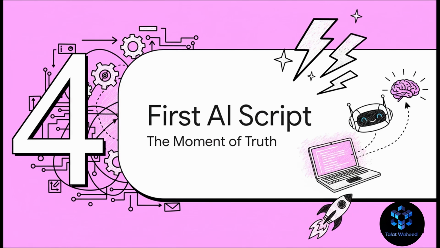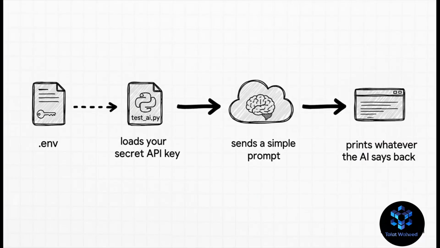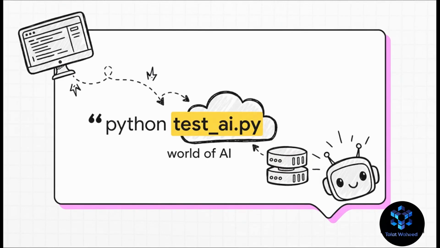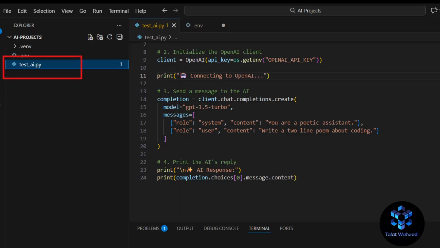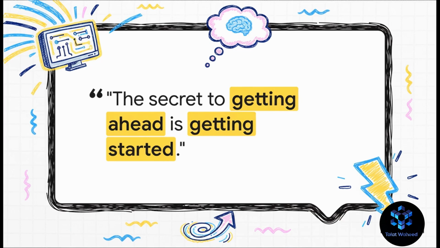Okay, that's it. The moment of truth. All this setup, all the configuration, it has all been leading up to the exact moment of running our very first script and seeing this whole thing come to life. Go ahead and create one more file, a Python file this time, and call it test_ai.py. Then just paste this code right in. In a nutshell, this script loads up your secret API key from that .env file we made, sends a really simple message to the AI, and then just prints out whatever the AI says back.